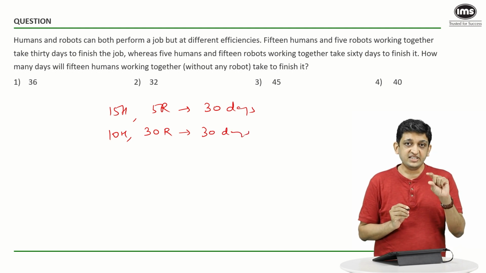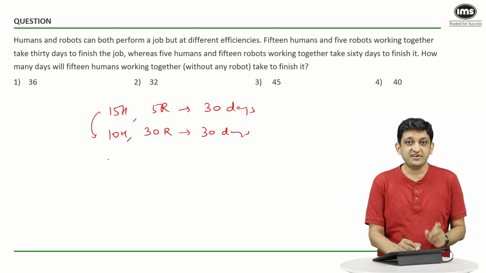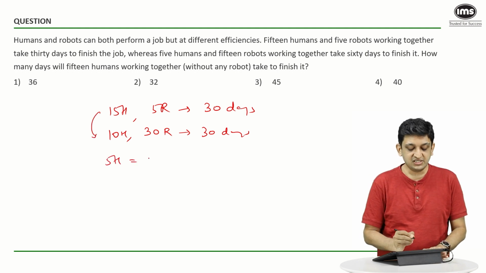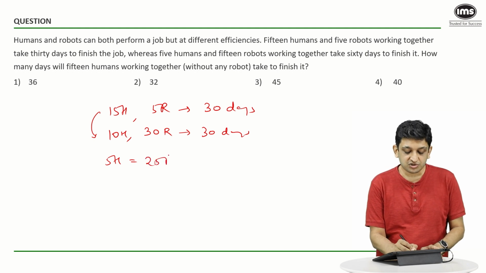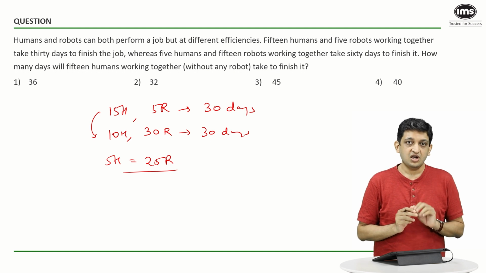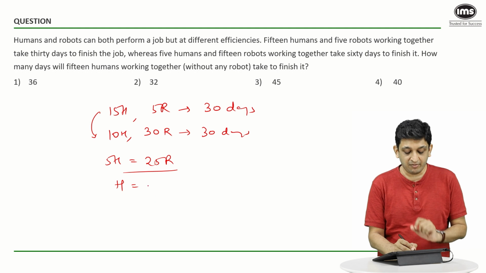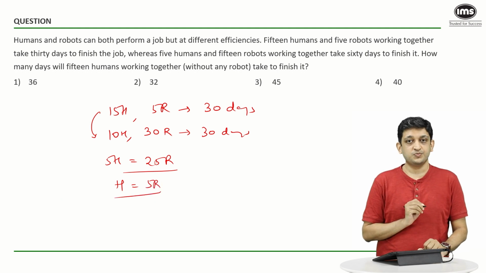Now if you look at both the combinations that we have, we can see that in the second case we have replaced 5 humans by 25 robots. In other words, the amount of work that one human does is the same amount of work that 5 robots do.